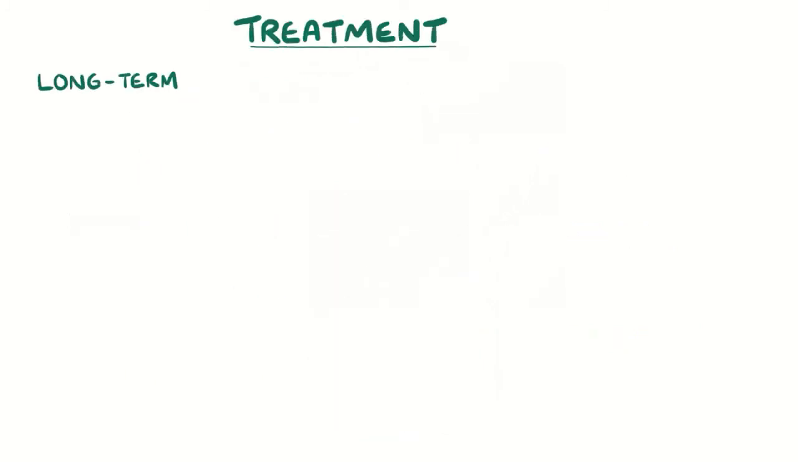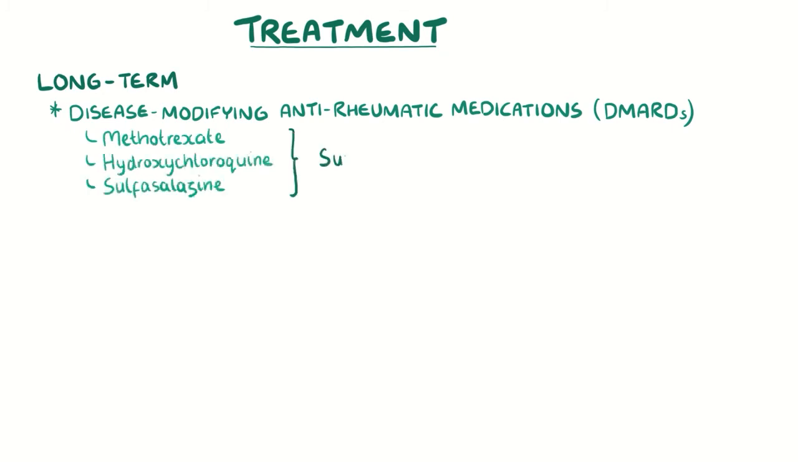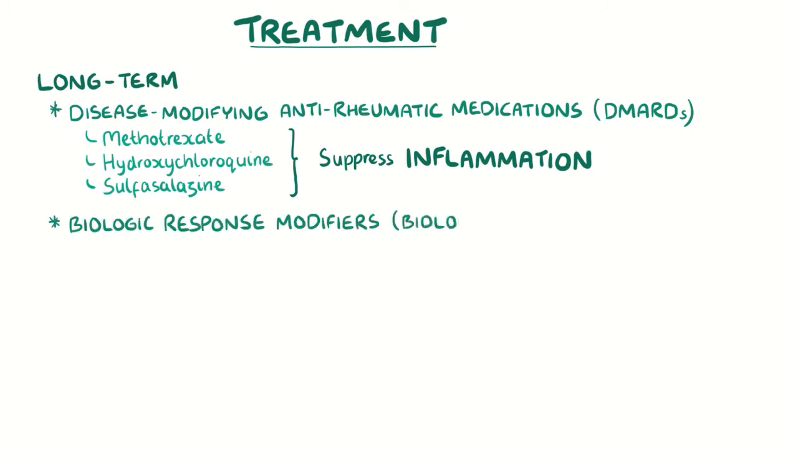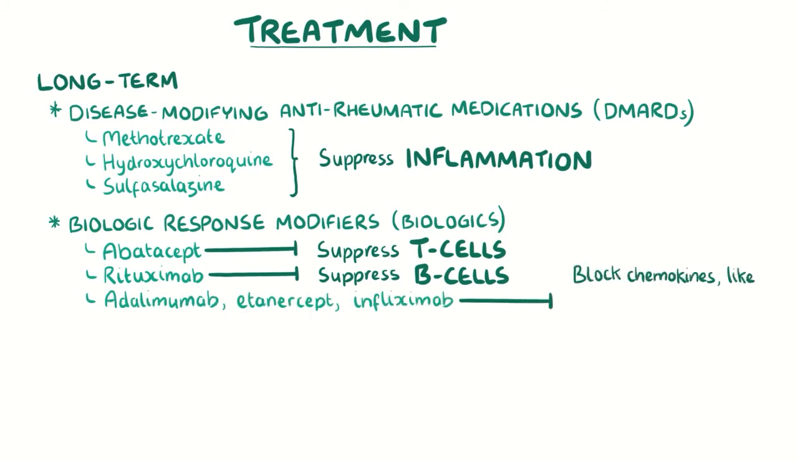The long-term management of rheumatoid arthritis is the use of disease-modifying anti-rheumatic medications, like methotrexate, hydroxychloroquine, and sulfasalazine, which can help to suppress the inflammation. In addition, there are a variety of medications called biologic response modifiers, or biologics. Some biologics, such as abatacept, work by suppressing the activity of T cells, or others, such as rituximab, suppress B cells. There are also biologics such as adalimumab, etanercept, and infliximab that block various cytokines, like tumor necrosis factor.